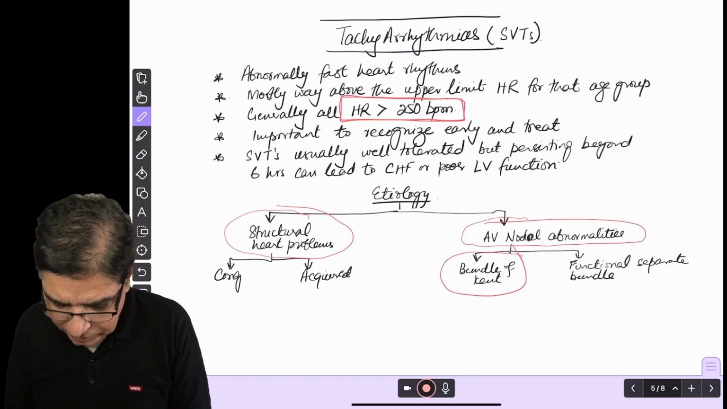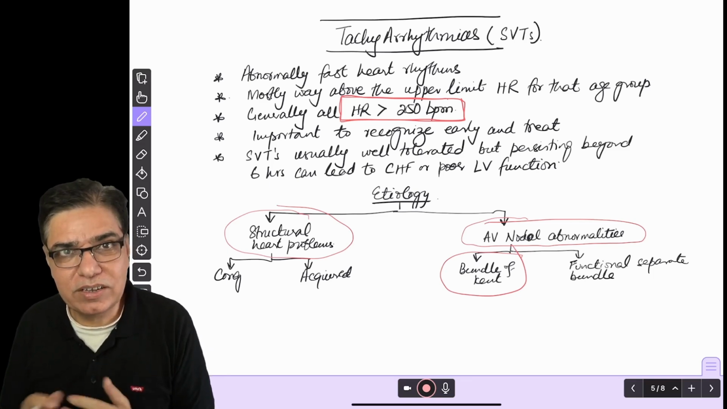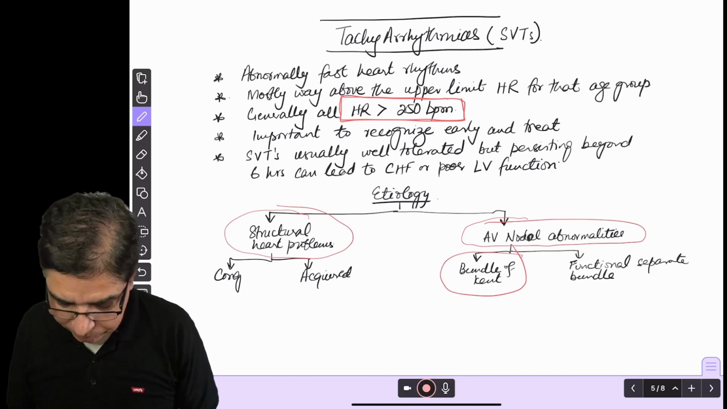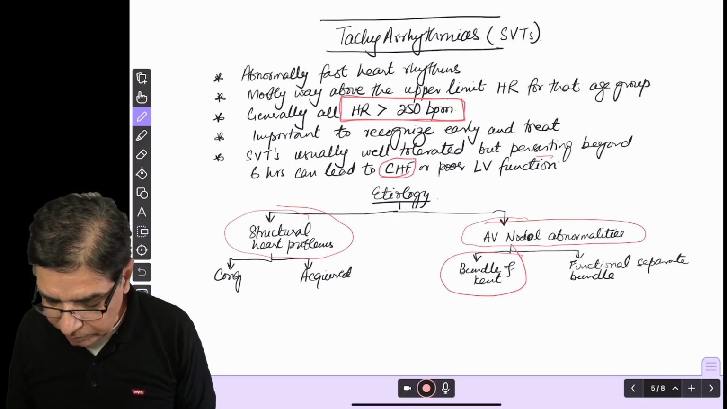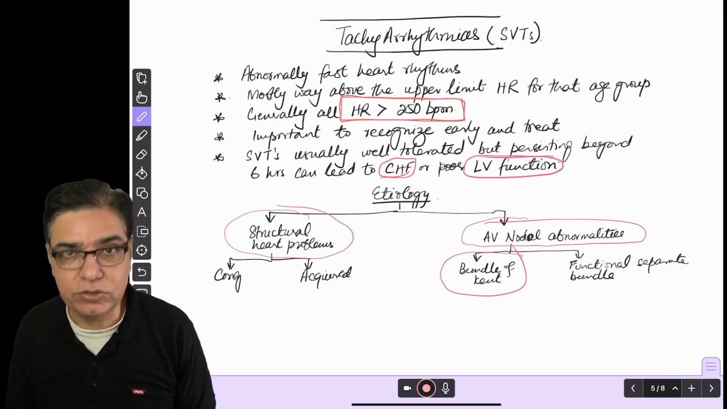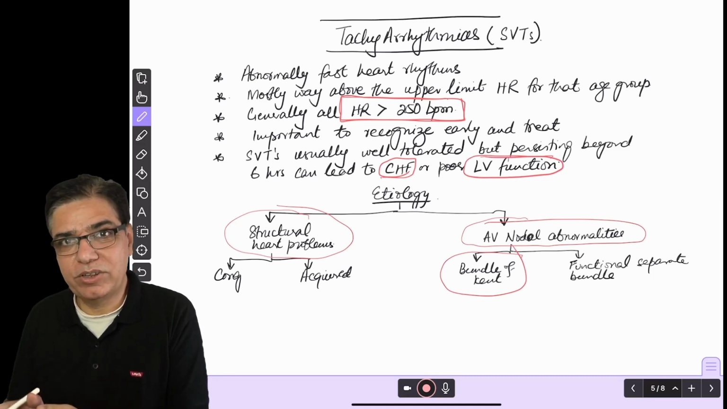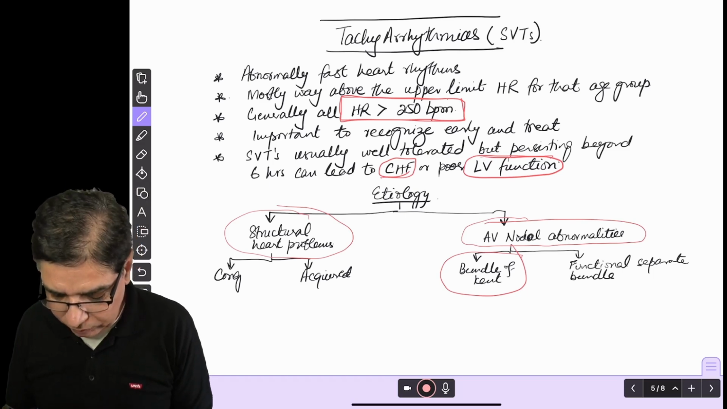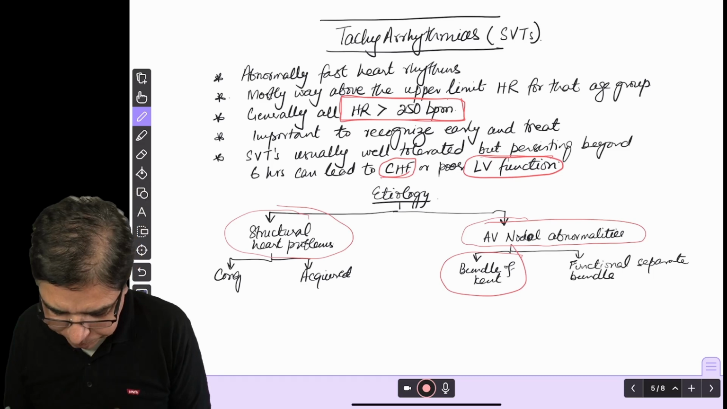But if the thing goes on for hours, if it persists beyond 6 hours, then there are more chances of that child developing congestive heart failure. So that child would develop heart failure, or would develop poor left ventricular function, which you don't want any child to end up with. You don't want any child with these rhythm problems to end up in congestive failure or poor left ventricular function, because these can be a serious threat to the life of the child.